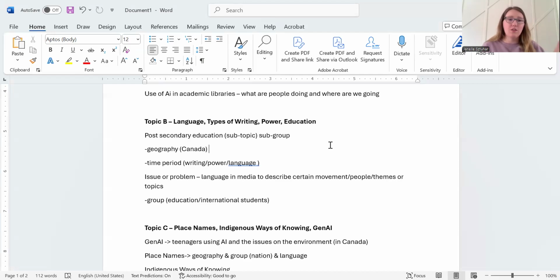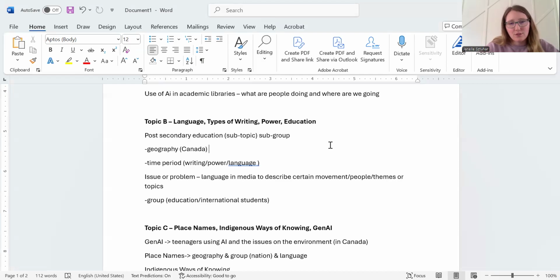So when we're talking about language, again, you need to connect all of these to yourself or your personal interest according to your assignment instructions. But when we're talking about language, is it focused on a particular group, or does a particular group use certain types of language? Is there a group we're talking about when we're talking about types of writing, power in groups for sure, and then education in groups?